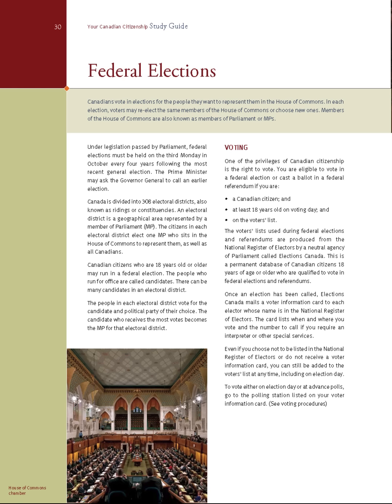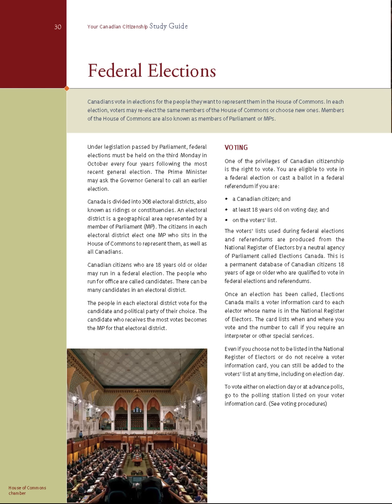The voters lists used during federal elections and referendums are produced from the National Register of Electors by a neutral agency of Parliament called Elections Canada. This is a permanent database of Canadian citizens 18 years of age or older who are qualified to vote in federal elections and referendums.